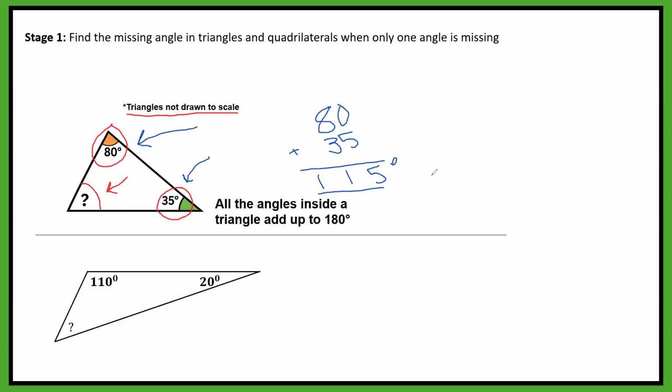Now, we know that the triangle must add up to 180 degrees, right? So what we're going to do is take 115 degrees away from 180 degrees, okay? So let's do that.